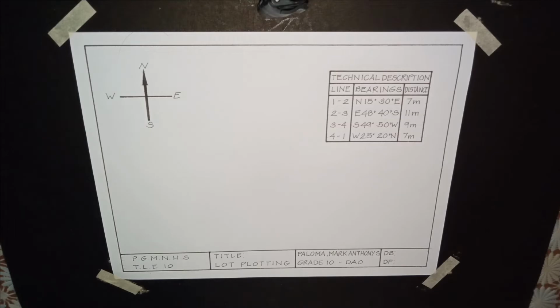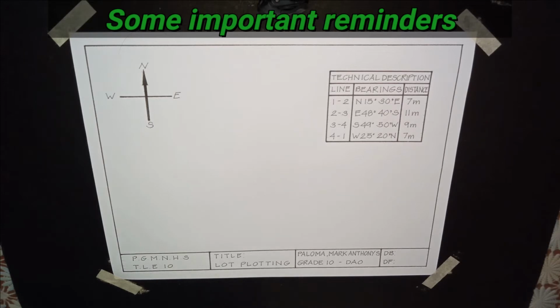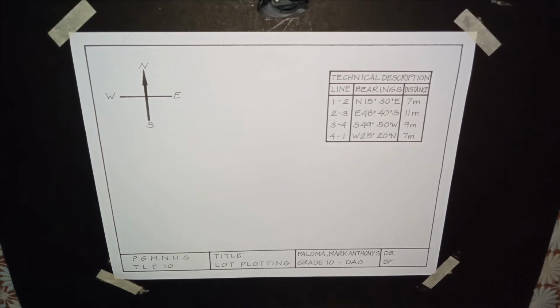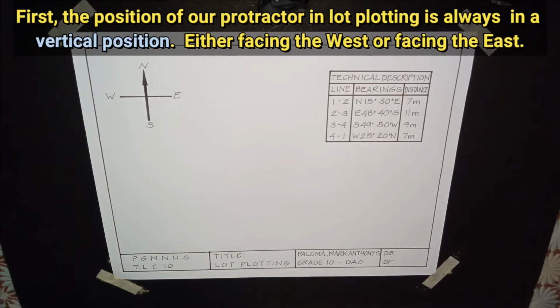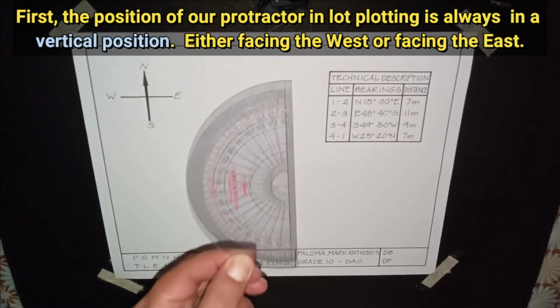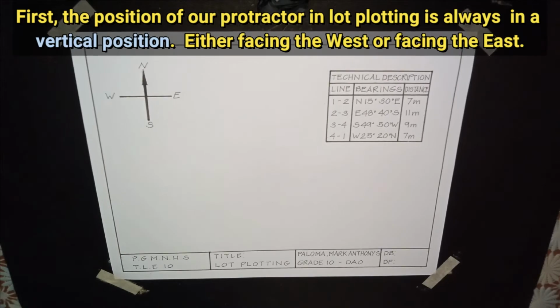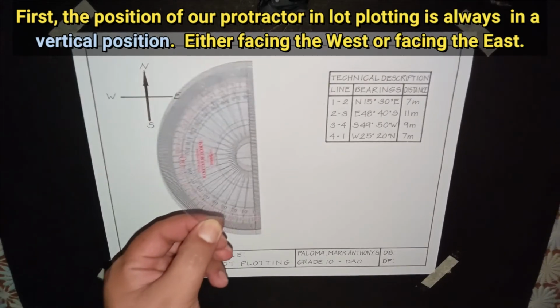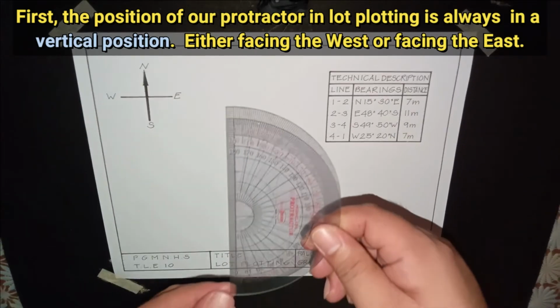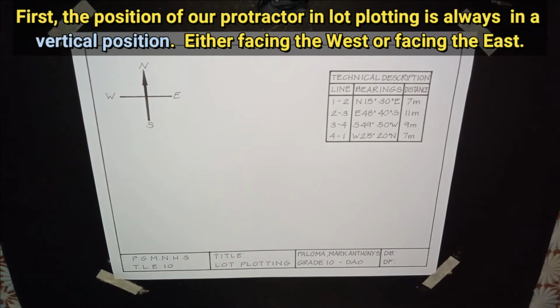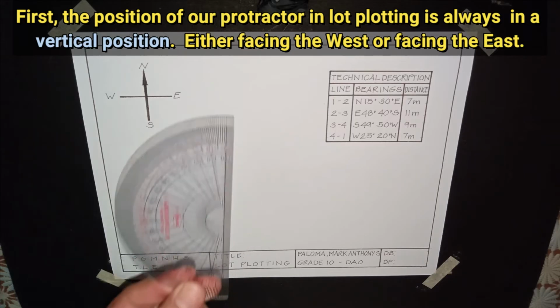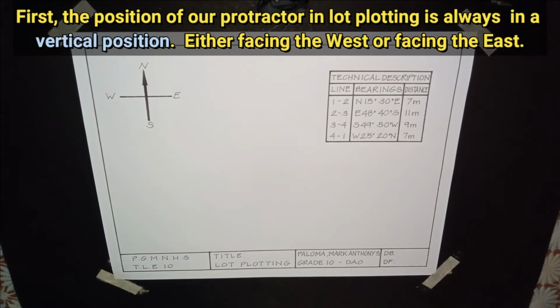But don't get too excited because we need to make sure that we follow these important reminders that I'm going to tell each and every one of you. First, in positioning the protractor, you have to make sure that it is in vertical position. Patayo. Vertical position, either facing the west or facing the east. Again, it is important to position your protractor in a vertical, patayo na posisyon.